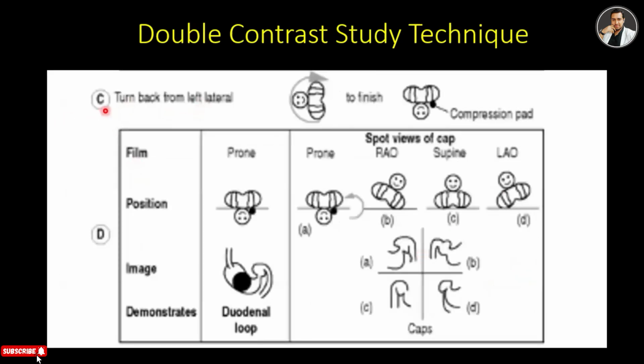And now go to C, and in this position, from the lateral position, tell the patient to turn back. That means this is an upside down position, and on the right side there will be a compression pad given. So this is a prone position. In the prone position, take the image and it will show you the duodenal loop. So this is the duodenal loop, you can see.